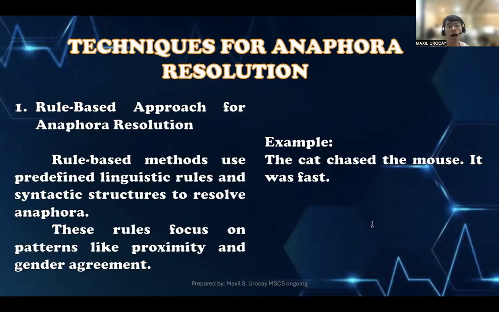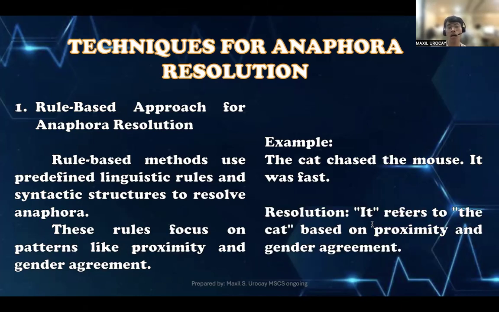The techniques for anaphora resolution also. We have here some techniques that we can definitely use, which is the rule-based method approach for anaphora resolution. Rule-based methods use predefined linguistic rules and syntactic structures to resolve anaphora, and those rules focus on patterns like the proximity and gender agreement. Say, for example, the cat chased the mouse. It was fast. So, what does it mean in our resolution? It actually refers to the cat based on the proximity and the gender agreement.